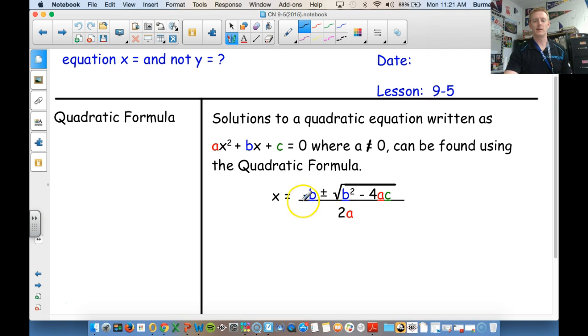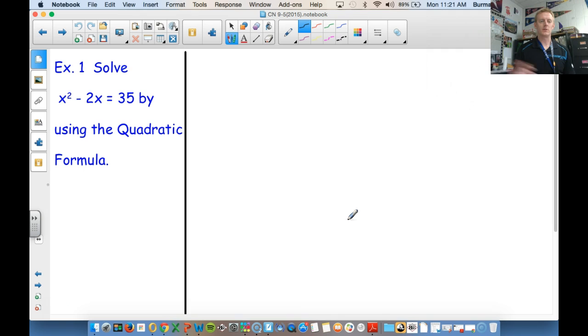But it's the opposite of b plus or minus the square root of b squared minus 4ac all over 2a. Now it's important that a cannot be equal to 0 because we cannot divide by 0. That's an undefined thing. So we've got to make sure that we check all of our numbers out before we start doing anything.